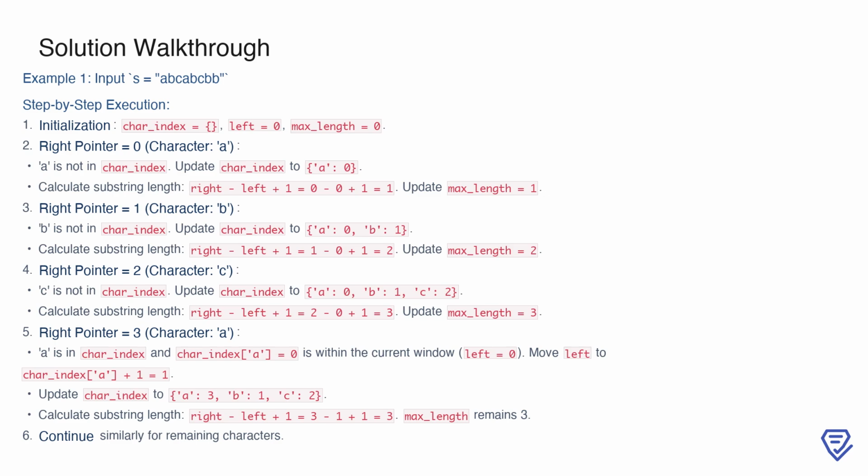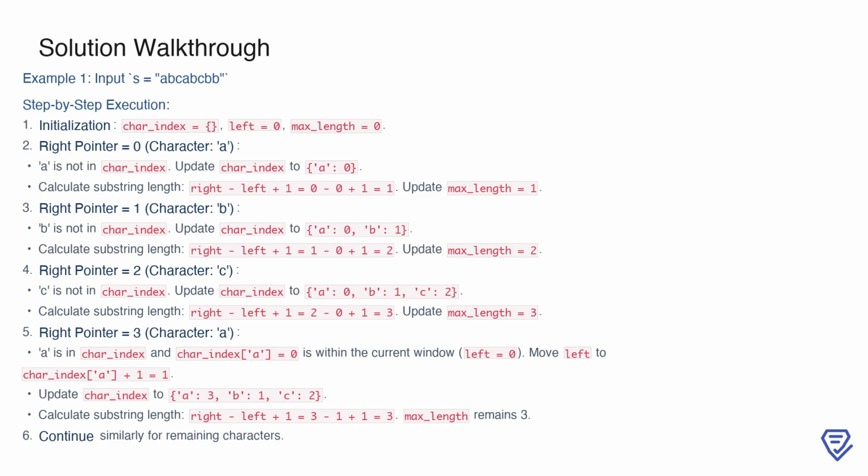max_length to 1. Moving to right equals 1, the character is b. Similarly, b is not in char_index, so we add it, resulting in a: 0, b: 1. The substring length here is 2, so we update max_length to 2. At right equals 2, the character is c. Again, c is not in char_index, so we add it, making a: 0, b: 1, c: 2. The substring length is now 3, and we update max_length to 3.